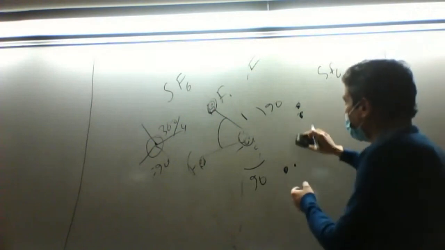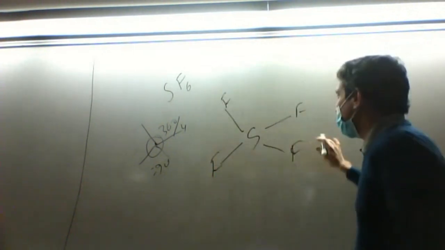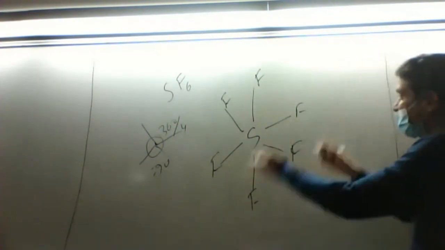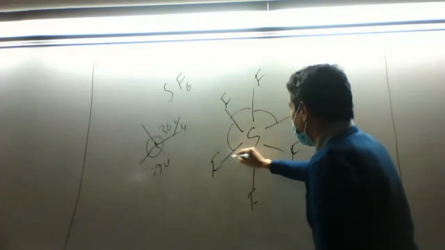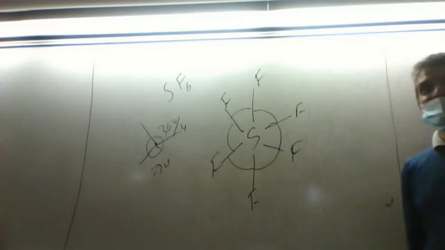So now let's talk about another one. I just talked about SF4, right? Now let's start again with SF6. S was like this, F was like this. So these are in the plane of the paper. One was up here, another one down here. So this is SF6. The angle between this one and this one is 90, and all the angles are 90, right?